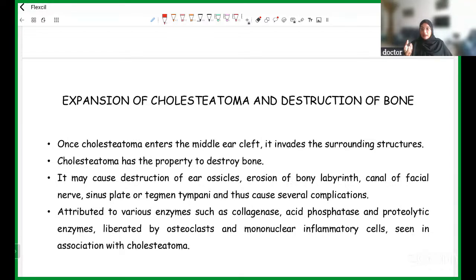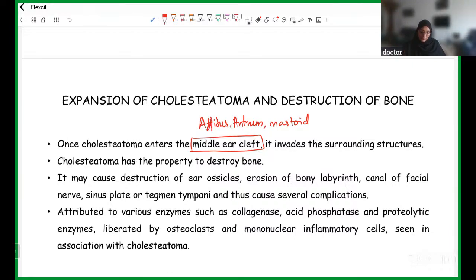So first, it will follow the path of least resistance. The bone is already destroyed there. The enzymes have been released. Now it will follow the enzymatic bone destruction path. In active cholesteatoma, it can move backwards into the aditus, antrum, and mastoid. So these are the middle ear cleft. If it is an active cholesteatoma, it will extend back into the aditus, antrum, and mastoid. Downwards, it will enter into the mesotympanum. This is backwards, then it is downwards.